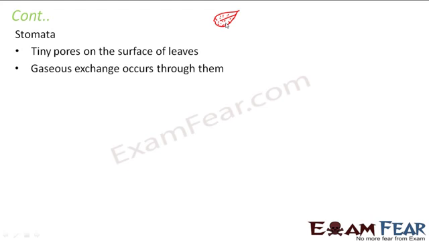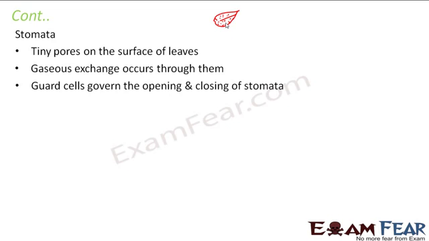Now gaseous exchange occurs through them. So whenever you have pores, exchange of gases can take place. So this is how the plant will actually absorb carbon dioxide, because carbon dioxide is present in the atmosphere. So the plants can take in carbon dioxide through these small pores on the leaves. Guard cells govern the opening and closing of stomata.